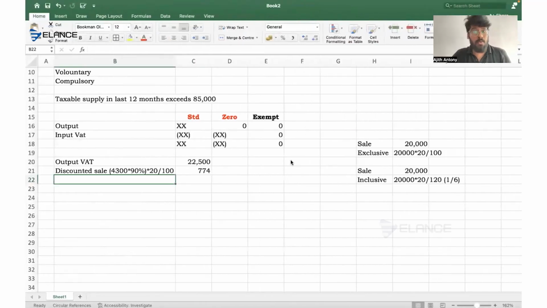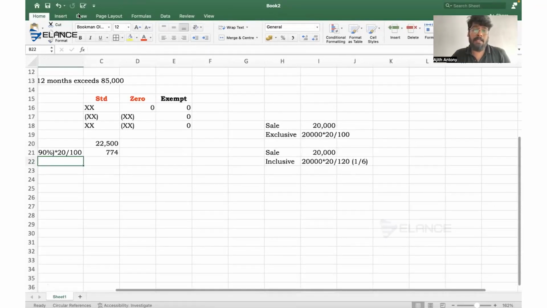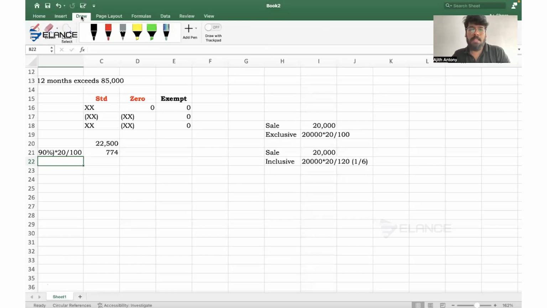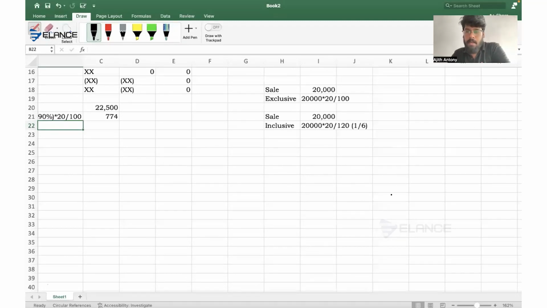So there are certain rules set by HMRC at the time of importing and exporting. At the time of importing any assets into the UK, for example, I'm a trader in the UK.